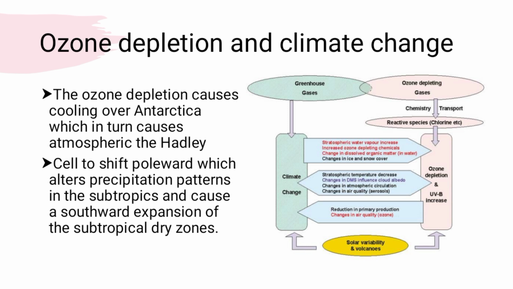Ozone depletion and climate change. The ozone depletion causes cooling over Antarctica, which in turn causes the atmospheric cell to shift poleward, which alters precipitation patterns in the subtropics and causes a southward expansion of the subtropical dry zones.